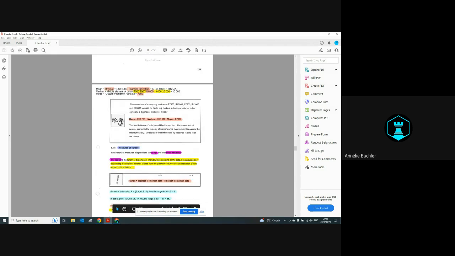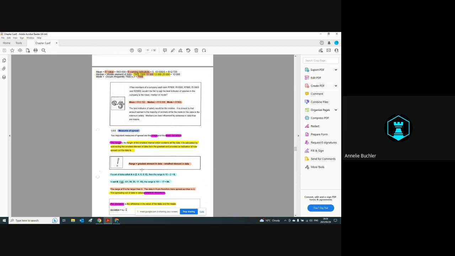Measures of spread, we get range and then mean deviation. Now, your range is the length of the smallest interval which contains all the data, and it's calculated by subtracting the smallest element of data from the greatest and provides an indication how spread out the data is.